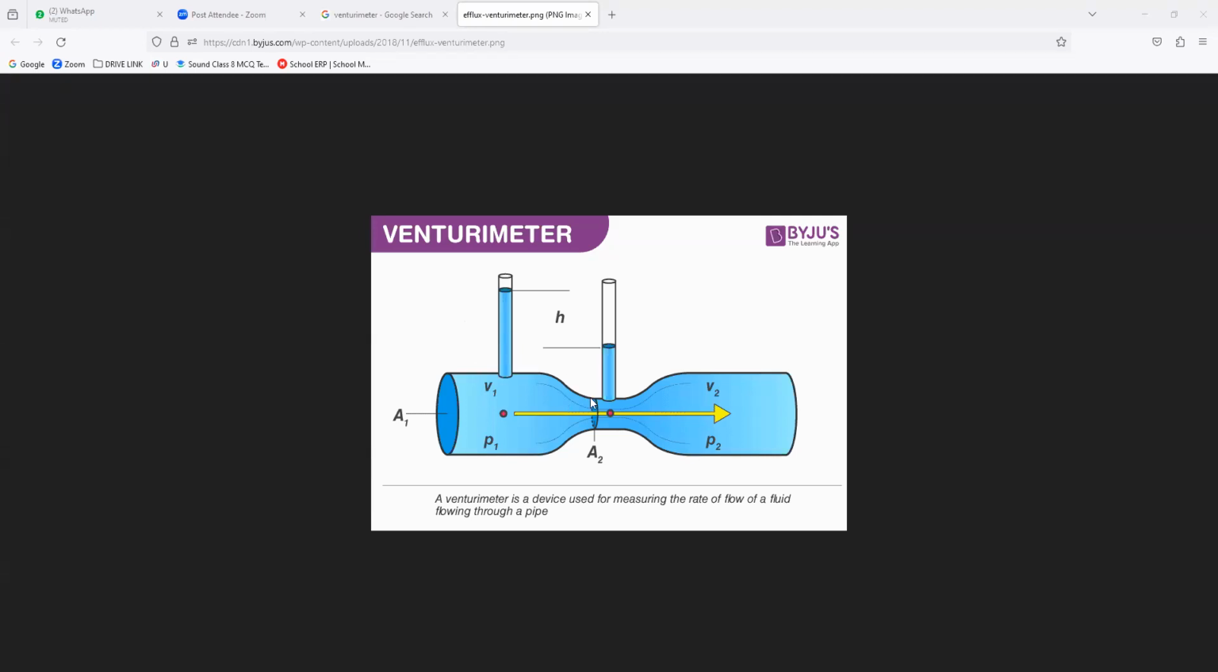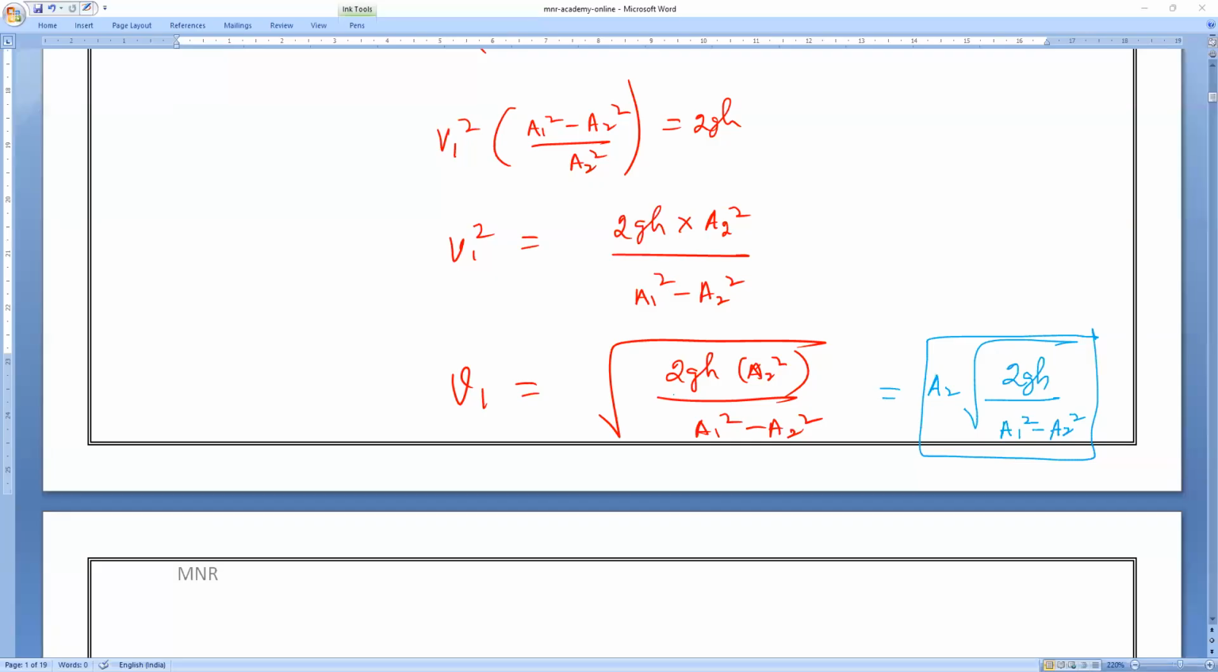Suppose you want to get V2, it's very simple. So V1, what is the formula you got? V1 is equal to A2 into root over 2GH divided by A1 square minus A2 square. Now, if you want it for V2, same way you can solve it. So what will happen, everybody? V2 is equal to, can you tell me? Same way, instead of A2, A1 will come, remaining all same. So root over 2GH divided by A1 square minus A2 square.